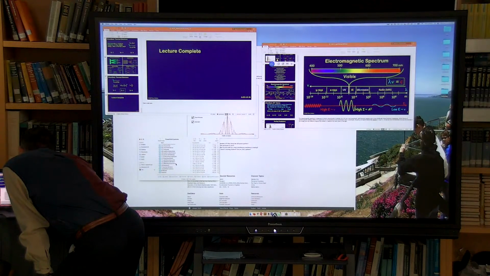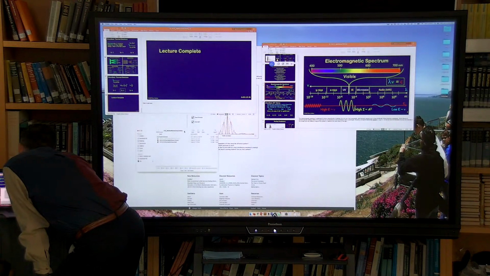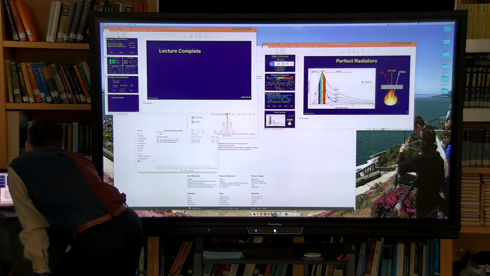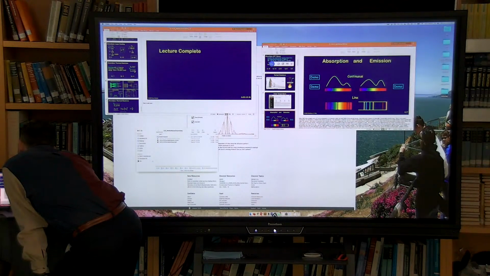Matter waves is next. Light particles, matter waves, uncertainty is what we just did. So we need to go to quantum in 1 dimension.